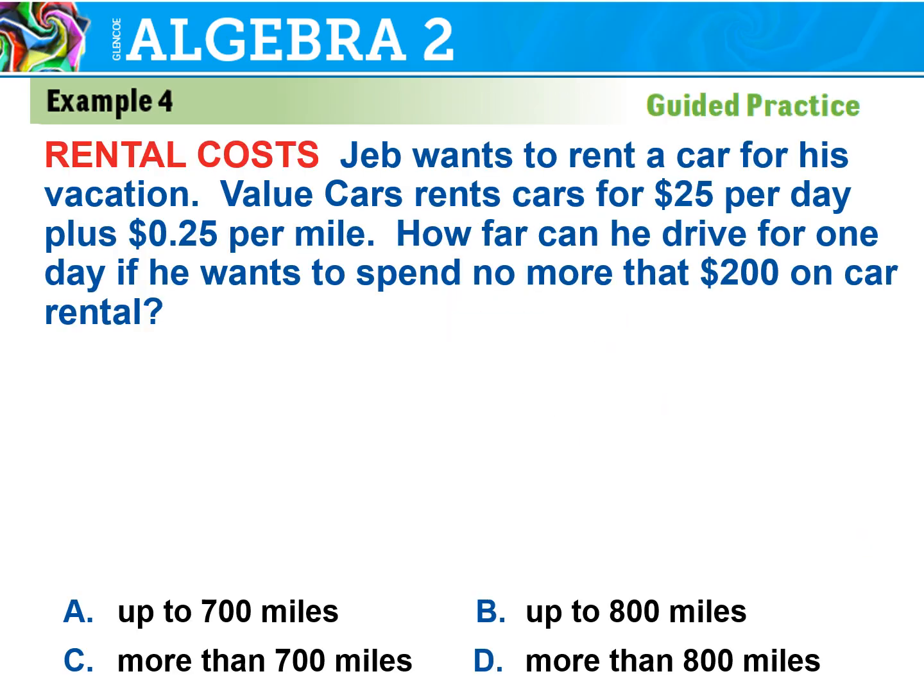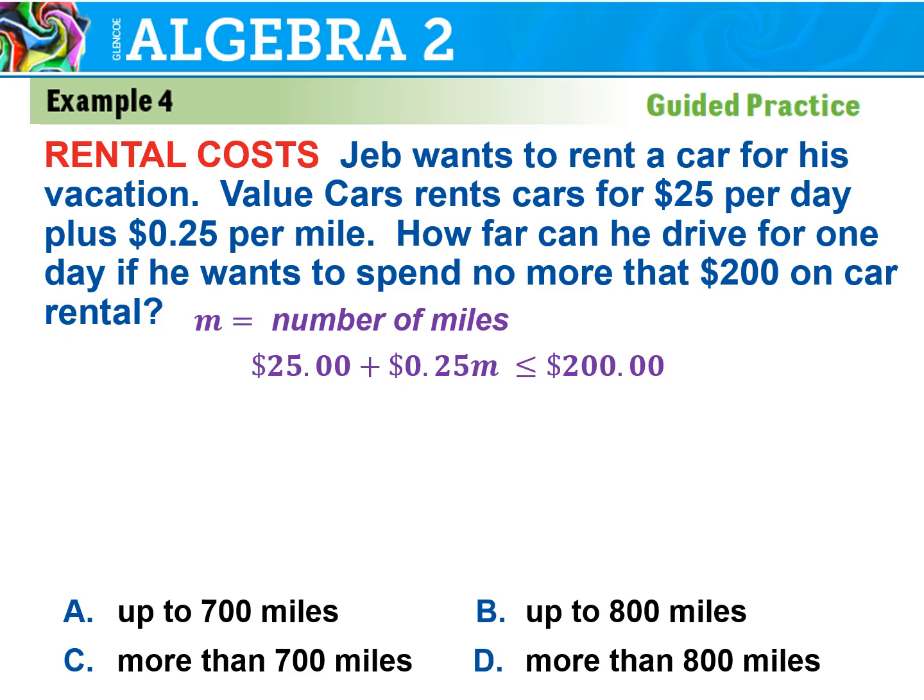Rental cost. Jeb wants to rent a car for his vacation. Value Cars rents cars for $25 per day plus 25 cents per mile. How far can he drive for one day if he wants to spend no more than $200 on car rental? So there's one fee he pays once, that's the $25, but then it is 25 cents per mile. Our variable is going to be our number of miles.